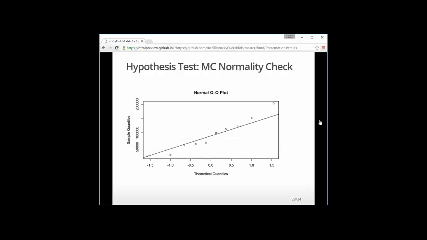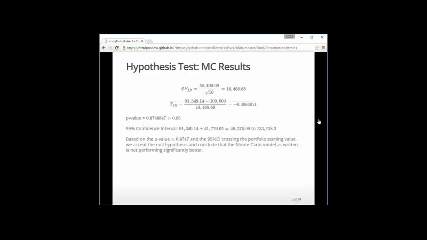Next up, we perform the same hypothesis test against the Monte Carlo model. Again, the distribution is not purely normal, but also close enough for our purposes. Working through the hypothesis test, we see the t-score is approximately negative 0.47, and the p-value is approximately 0.67. Again, we accepted the null hypothesis and concluded the Monte Carlo model is not significantly better than doing nothing.